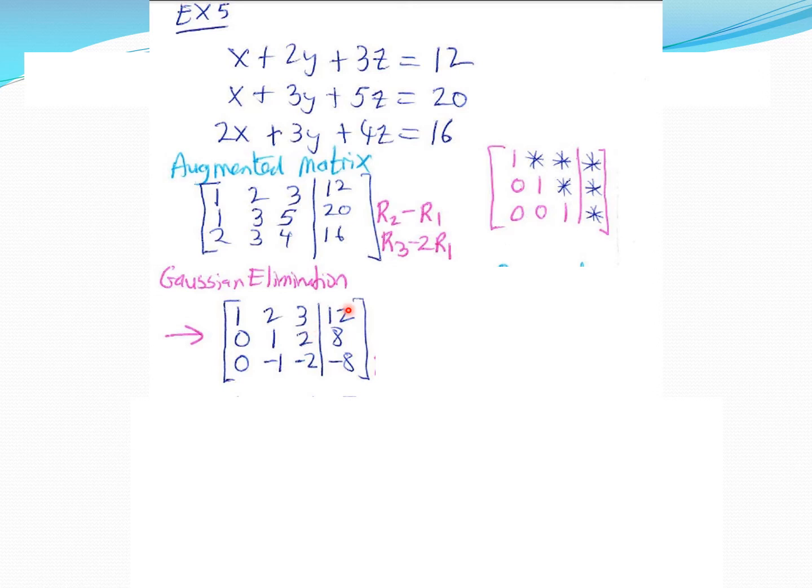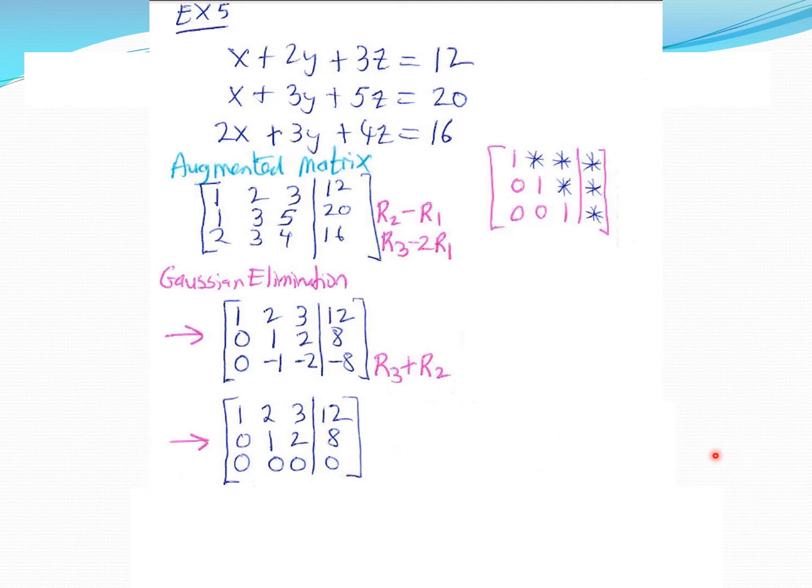So we've got the 1 there. So we want to get a 0 in that position. So it'll be row 3 plus row 2. And look what happens this time. We get zeros going all the way across.